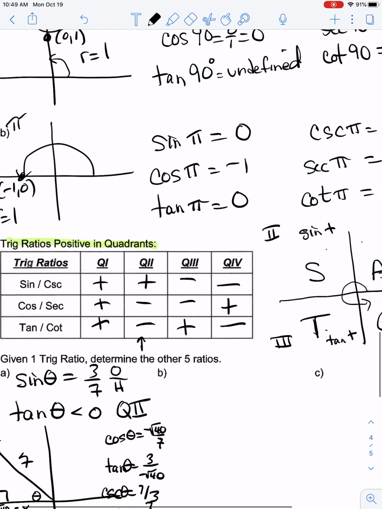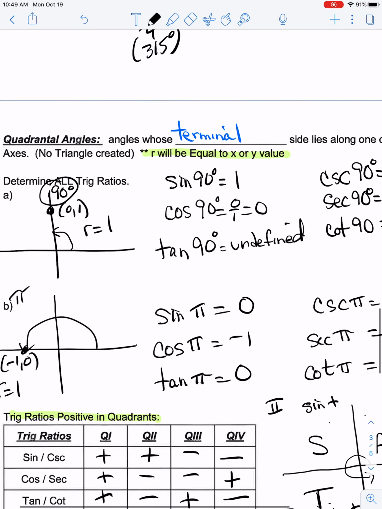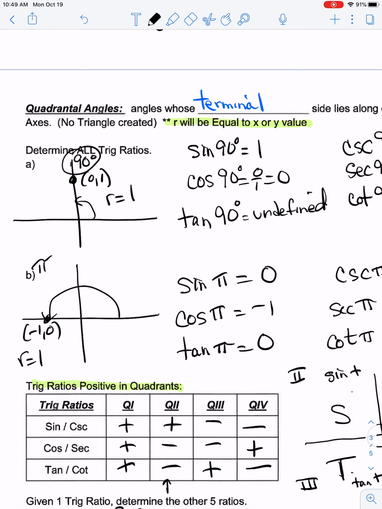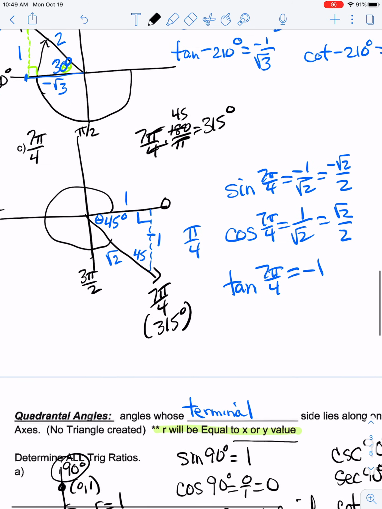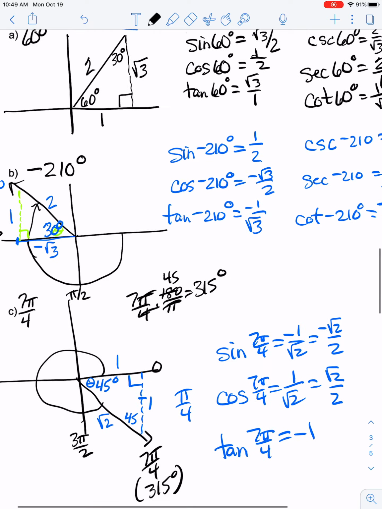You've got your quadrants where things are positive, negative. We talked briefly about the quadrantals and how r is going to always equal either the x or the y value, depending what you've got. Yeah, I think that's pretty good.